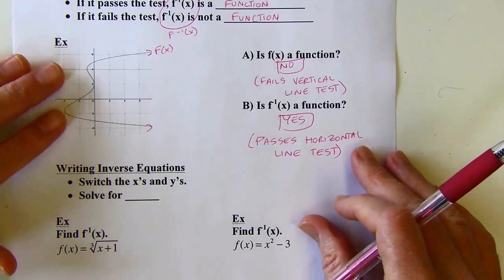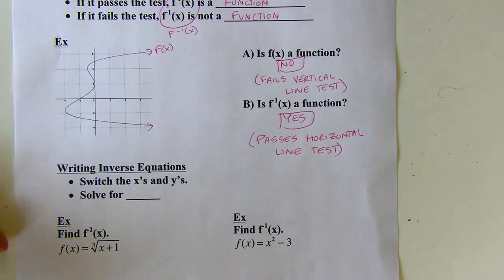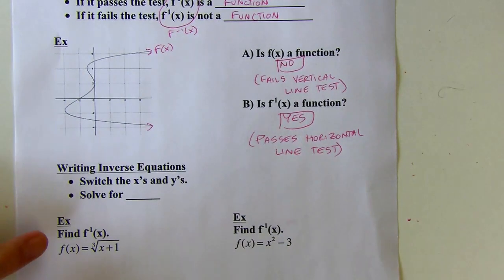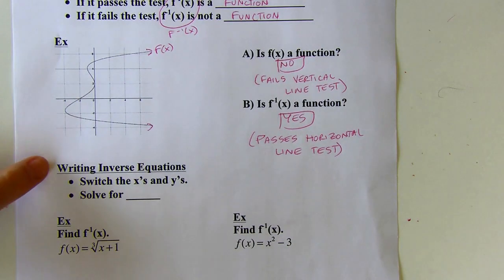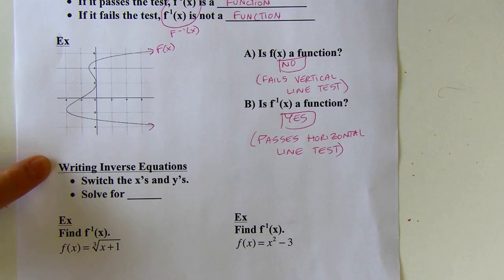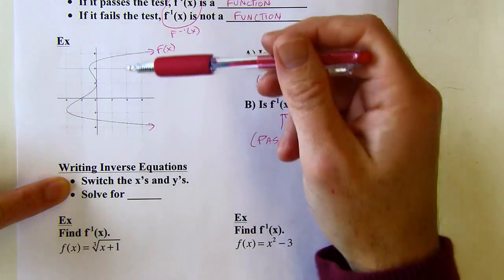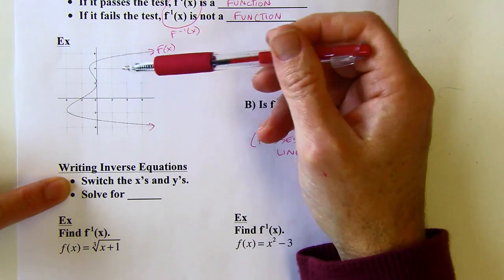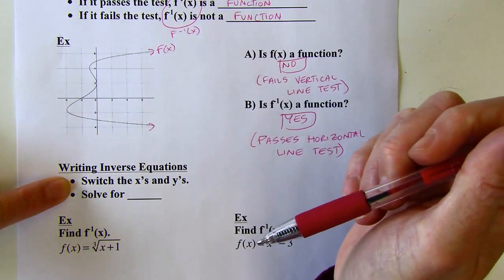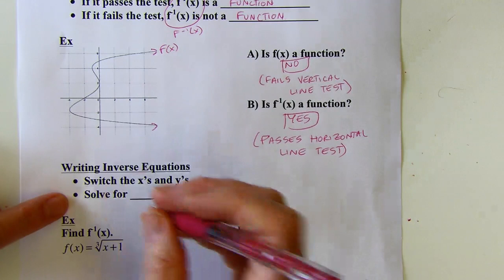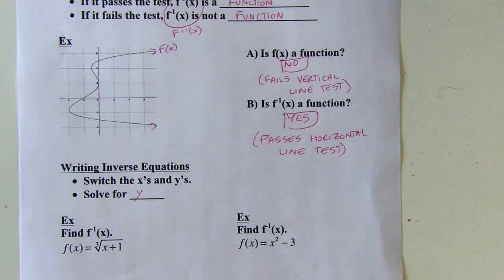All right, so let's look, sometimes we don't deal with the graphs at all. Sometimes we're just looking at equations. So if we want to write the inverse of an equation, what we're going to do is switch the x's and y's, just like we would switch the xy pairs to graph the inverse, okay? And then we're going to solve for y, okay? So let's try that out.